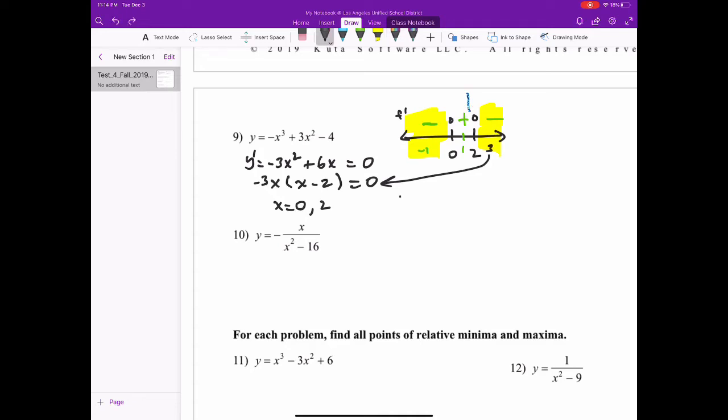So let's do decreasing first. Decreasing from negative infinity to 0, and from 2 to infinity. And we're increasing from 0 to 2.